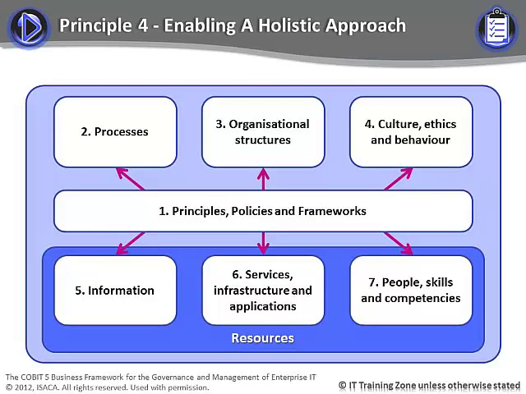Principle 4 is enabling a holistic approach. We have already mentioned the COBIT 5 processes, and you may have learned about some of them from COBIT 4. But processes alone are not sufficient. The diagram on your screen shows 7 elements that COBIT 5 identifies as being essential for good governance and management. COBIT 5 calls these enablers.